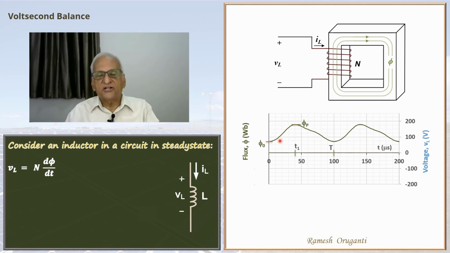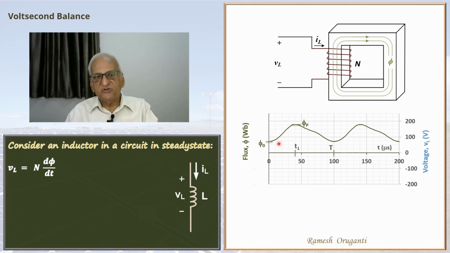Between 0 and t1, the flux is continuously increasing. d phi by dt is always positive. Between 0 and t1, VL will remain positive. Somewhere here, the slope is maximum. So at that point, we can expect the peak voltage to occur.